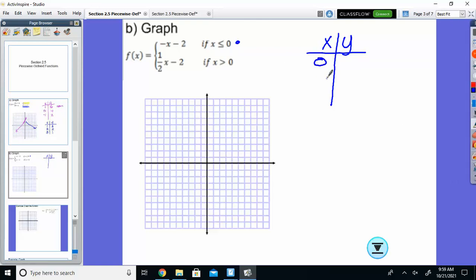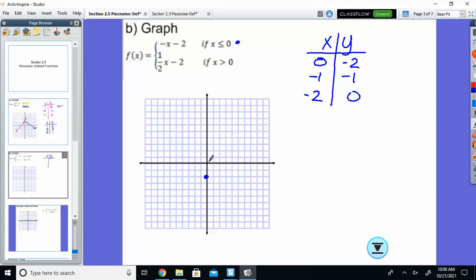Will it be open or closed? Closed. And then do I need x's bigger or smaller than that? Smaller, because it's less than 0. So maybe a -1 and a -2. If I put in 0, opposite of 0 is 0, minus 2 is -2. If I put in a -1, opposite of -1 is 1, minus 2 is -1. If I put in a -2, opposite of -2 would be 2, minus 2 is 0.